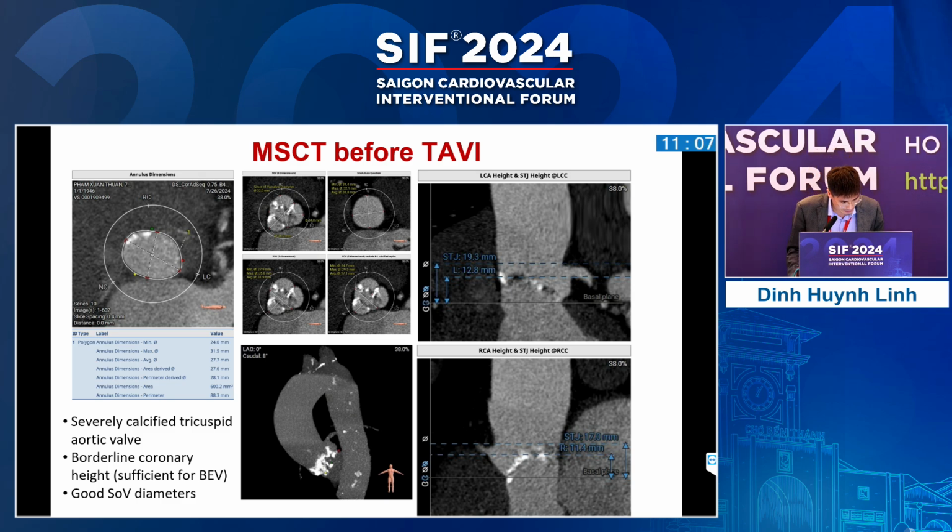And we can see the area is 600 millimeters square, so it's quite large. The perimeter is 88 millimeters. And the plane to coronary is 12.8 for the left and 11 for the right. So it is borderline, especially for the right side.